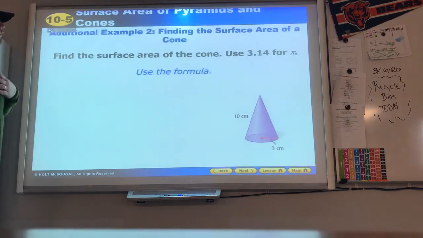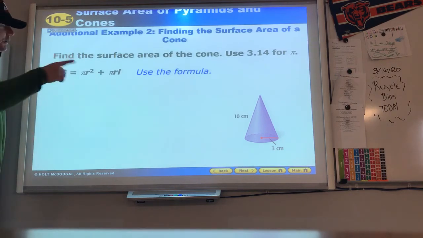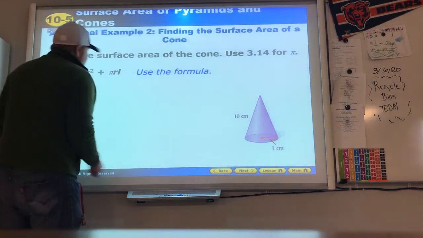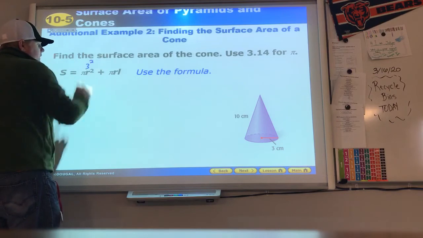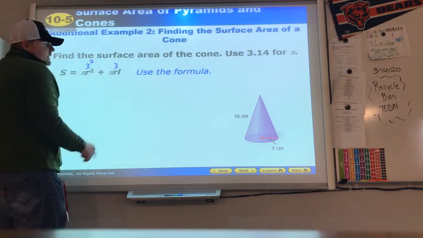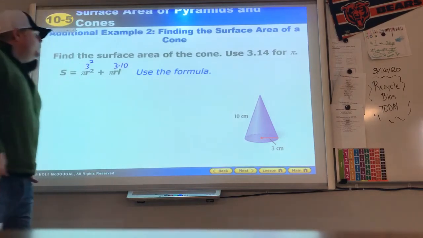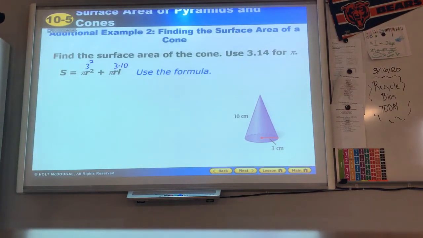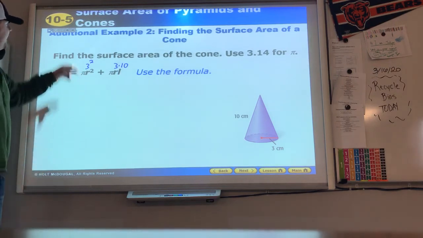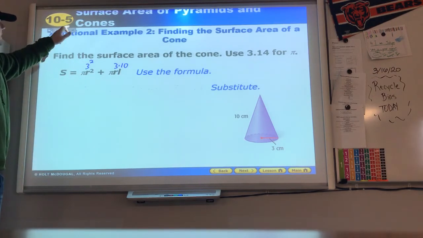So, use the formula. Pi r squared. Hey, I know what r is. The radius at the bottom is 3. Oh, so 3 squared. I know what r is. That's that. L, I know what the slant height is. That's 10. We should seemingly be able to do this problem pretty easily. Write out the formula. Plug the items in. Look like they do. Substitute.